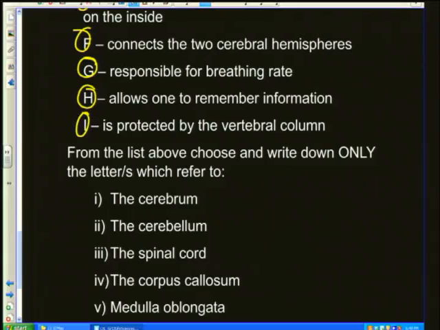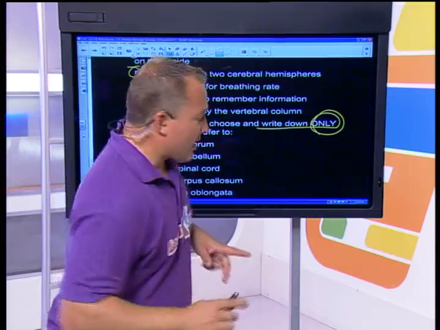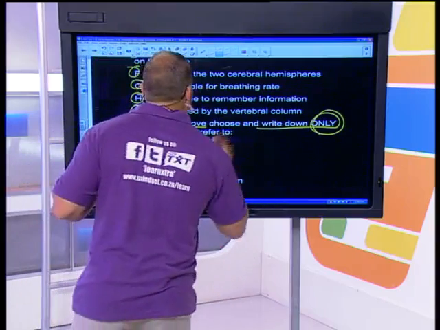Now, what they want you to do, if we have a look at the question, because that was just giving you information. The next question says, from the list above, choose and write down only, see how it's in capital letters? There's a reason for it. Only the letter or letters, they did that as well. Can you see the S there for a reason? It means it can be more than one. Okay, the letters which we refer to the following.